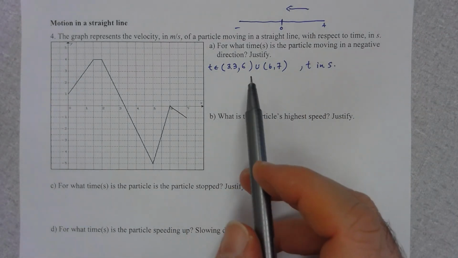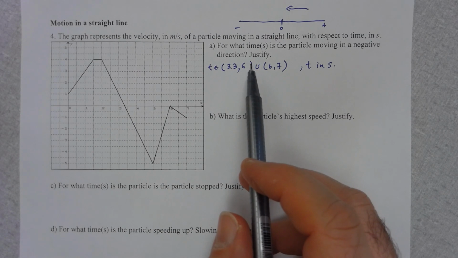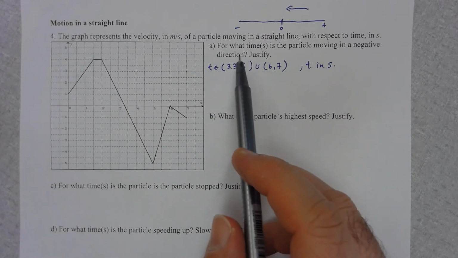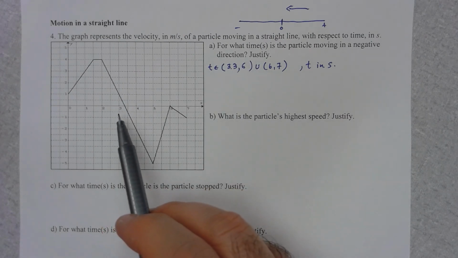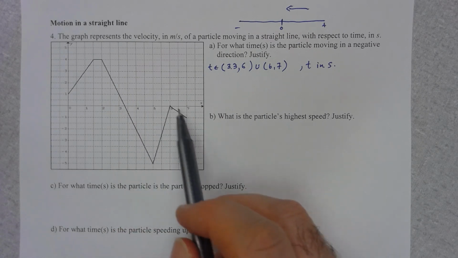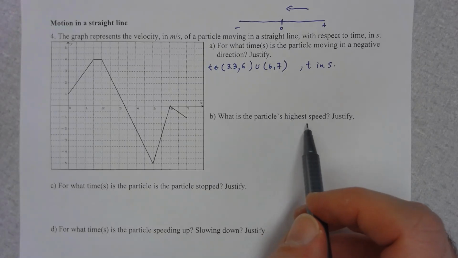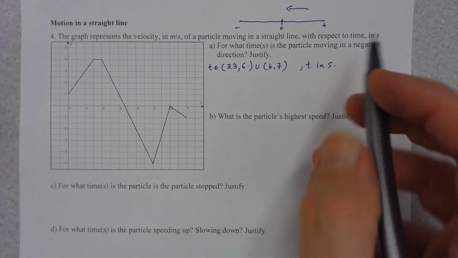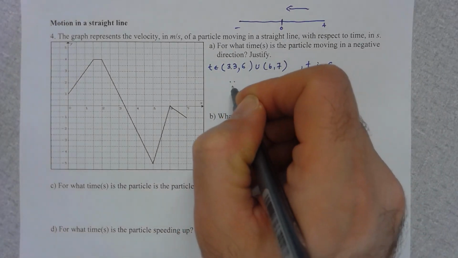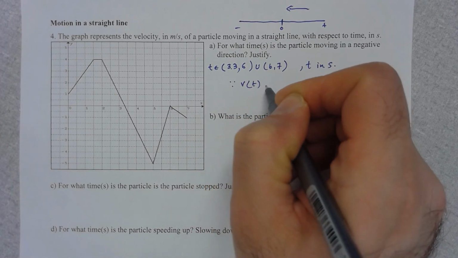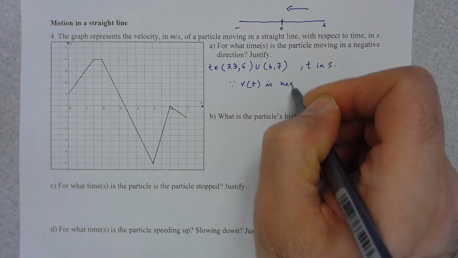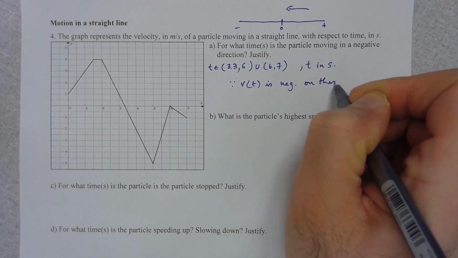We just used a property that we determined: moving in a negative direction is equivalent to the velocity having a negative value, which encompasses all of these here. All right, let's take a look at B. It says, what is the particle's highest speed? And justify. Here actually we didn't justify. We should say, since v of t is negative on these intervals.